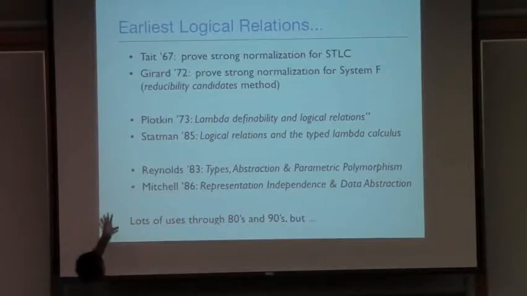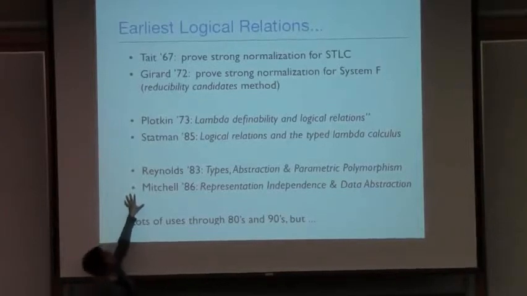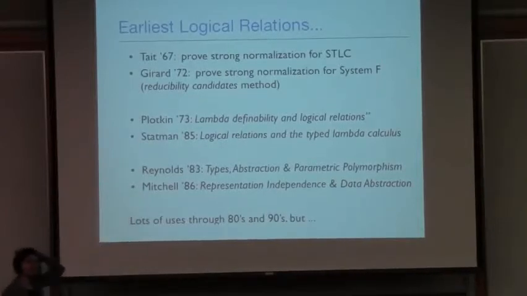Statman '85 is another very early reference. Here are two papers that you absolutely must know about and read. Reynolds in '83 had his famous paper, Types, Abstraction, and Parametric Polymorphism. This is where he used logical relations and formalized this notion of parametricity, what type abstraction actually gives us.